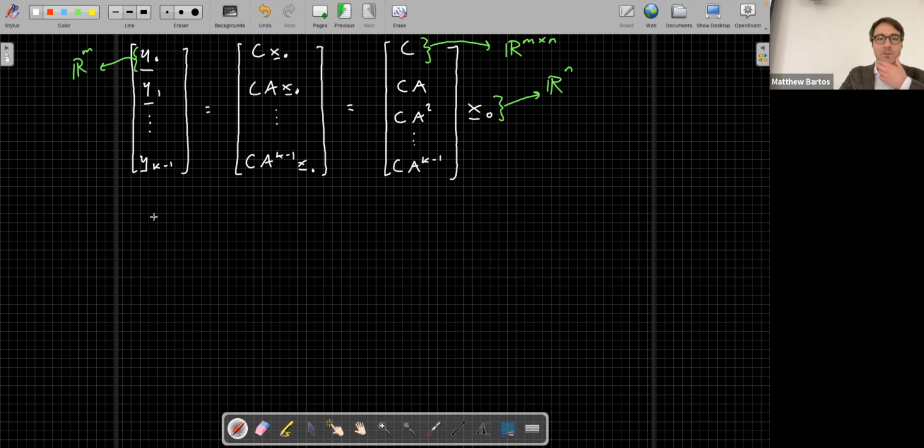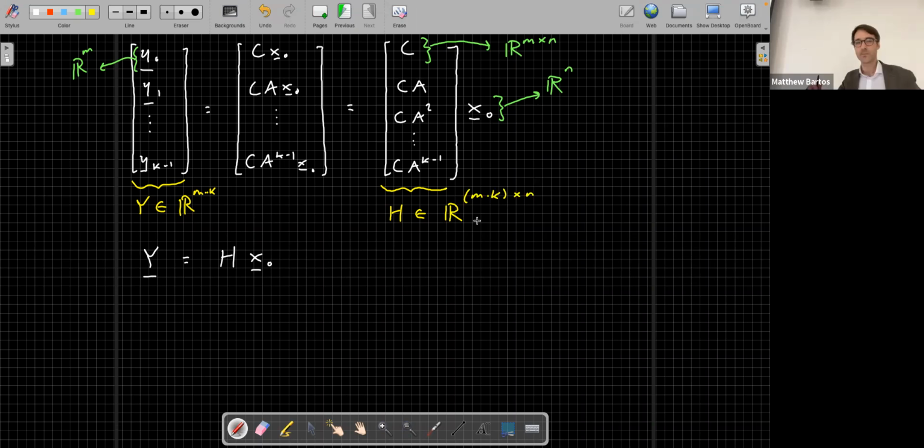So let's write this out as capital Y is equal to H times x naught. So this here is capital Y. What's the dimension of capital Y? Right, so it'll be R^(mk). And what is the dimension of this matrix here? This will be H, which is n. What's our dimension here? The number of rows of each of these is going to be m, and there's k entries, so that will be m times k by n.